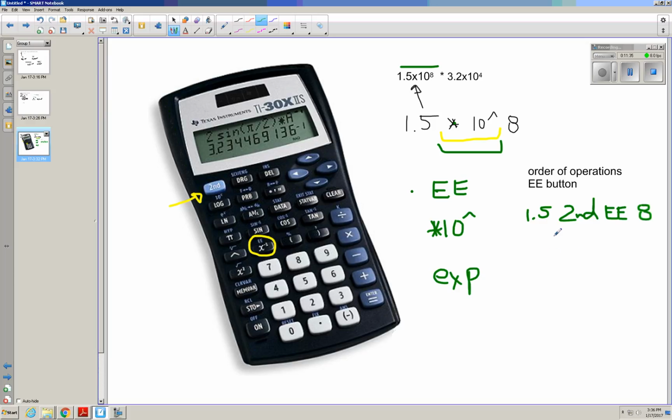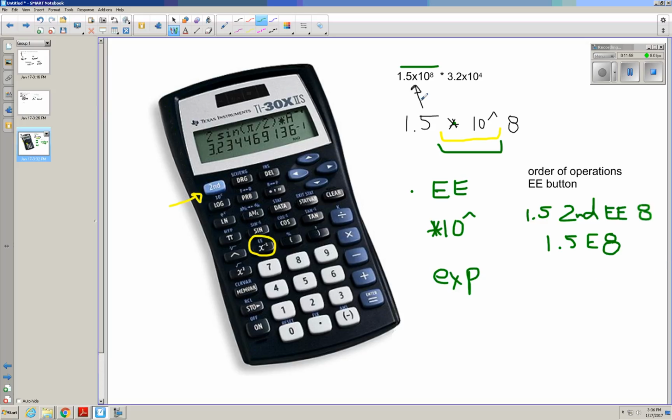And it will probably write something on the calculator screen like this, just so you know you're right. 1.5 E8. And don't ask me why. I'm sure there's a legitimate reason why, but 1.5 E8 is exactly the same as 1.5 times 10 to the 8. It's just in calculator speak, whatever that language is. All right. So this is so you know you have the right answer.